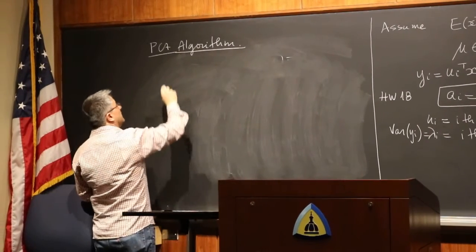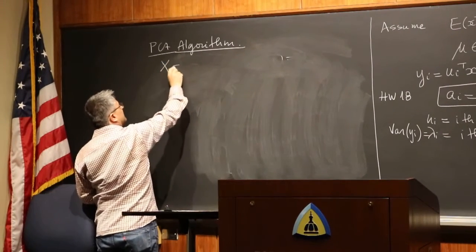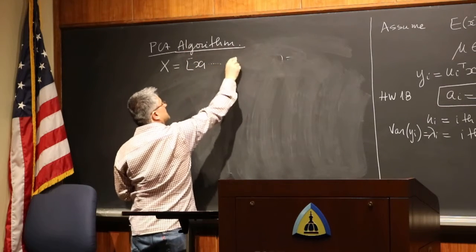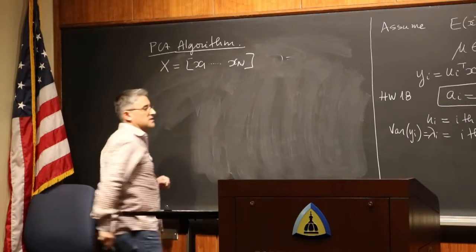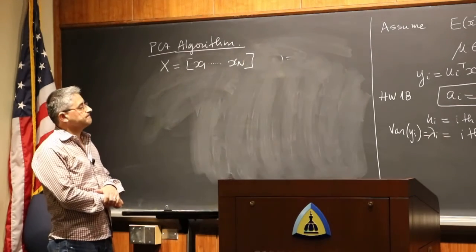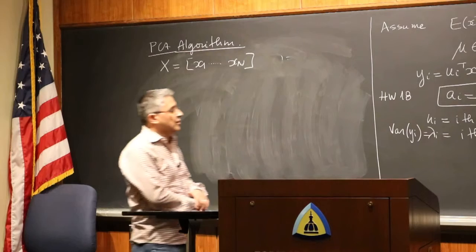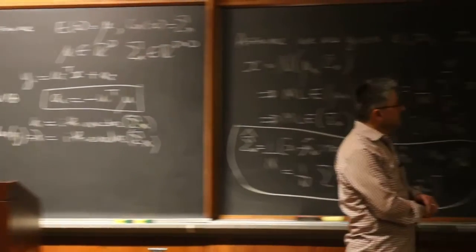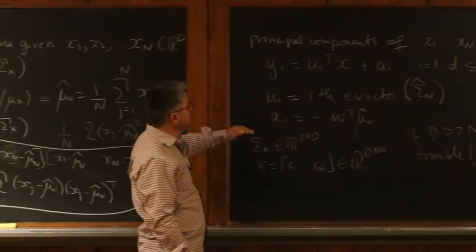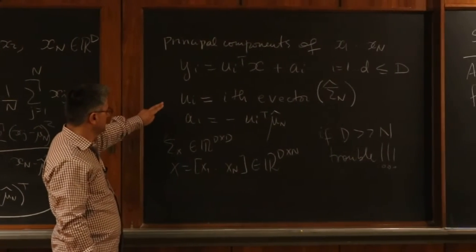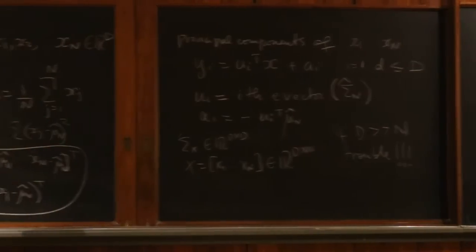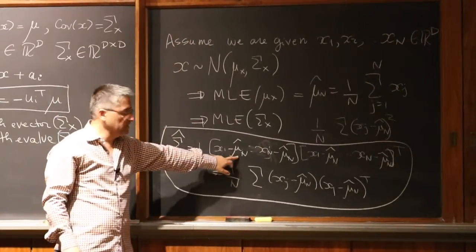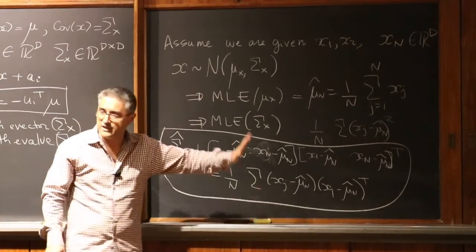I begin with the data, and that is x1 through xn. That's what's given to me. Then, following the algorithm, where did I write the algorithm? It was almost here, right? I need to compute the covariance. But before computing the covariance, I need to compute the mean. So let me do that first.